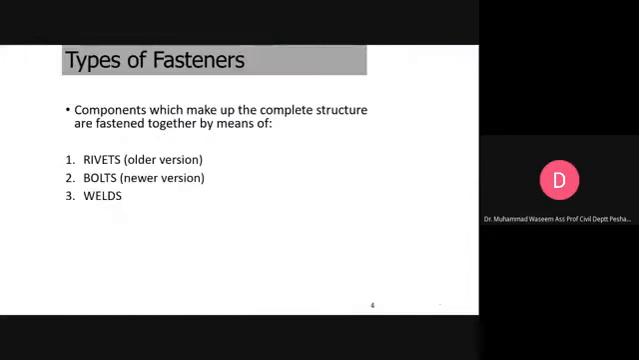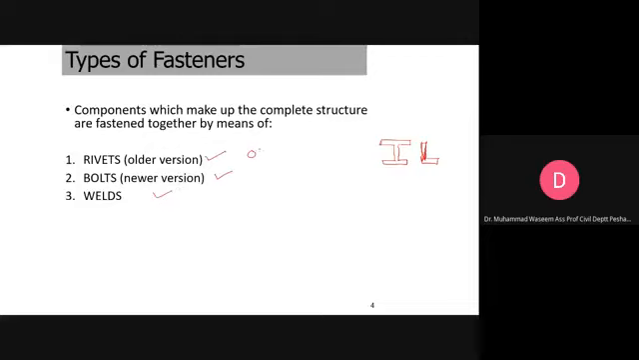Now let's come to the types of fasteners, the components which make up the complete structures. Components means these shapes, the same shapes I have talked about, the W shape or wide flange shape or the angular shape. Now these members you have to connect with some type of fasteners, and there are three types of fasteners: rivets, bolts, and welds.